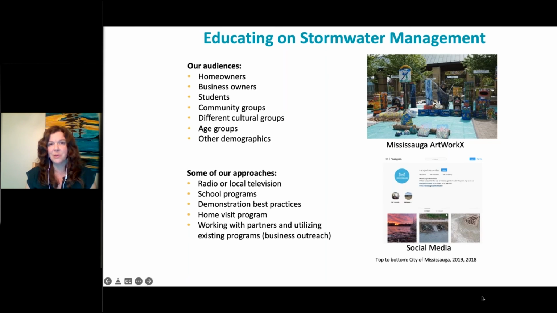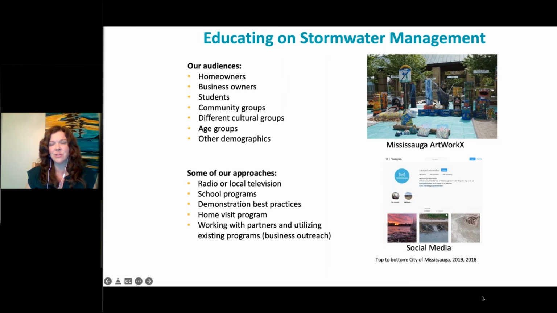And so we wanted to use this to help to educate the public on stormwater management overall and how it helps to protect their property, even what our stormwater system is. For us, we found there was actually a lot of confusion between what our wastewater system is versus stormwater. So we engaged in a lot of different approaches to educate the public on stormwater management. And frankly, this is a whole other presentation that I could do, so I won't get too deeply into it.